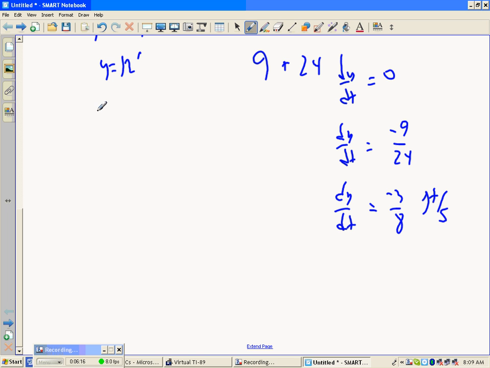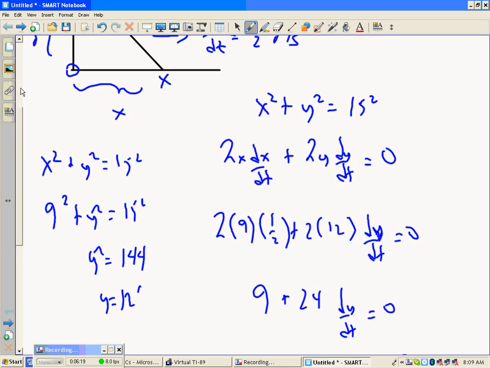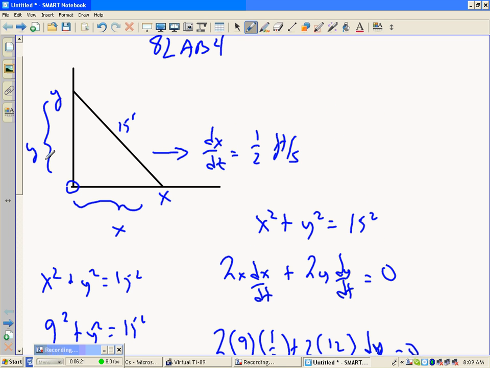That means don't reinvent the wheel, okay? You know that in part A, x is 9 and y is 12. Well, in part B, x is 9 and y is 12 also. The same instant in time. This is a constant 15 and this is a constant 1/2. This still applies. You have all of this information to play with.